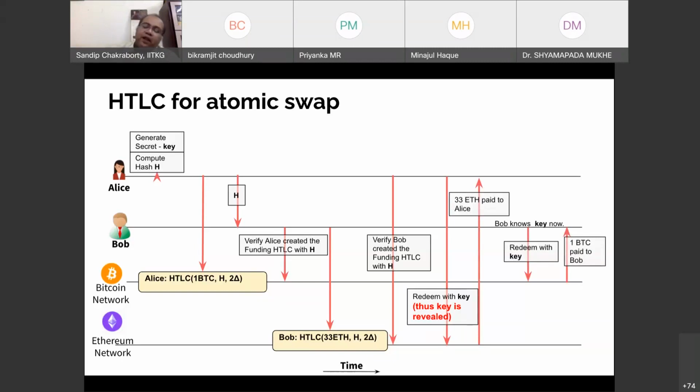So that way, this contract gets executed, and it ensures that the moment both the parties have verified that the corresponding contract has been submitted in the network and they reveal the key, at that particular moment the contract gets executed and the corresponding parties get their money. So you see that with the help of this hash time lock contract, 1 Bitcoin has been transferred from Alice to Bob, and the equivalent 33 Ethereum has been transferred from Bob to Alice.